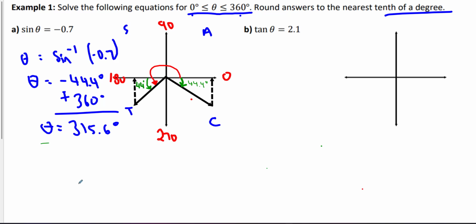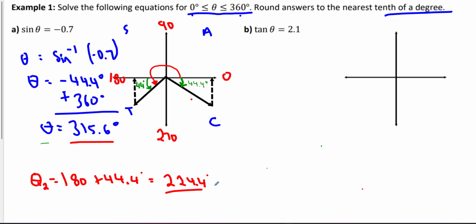And if you figure this out, it's going to be 180 plus 44.4 degrees. And that is 224.4 degrees. So our two answers are 315.6 and 224.4.